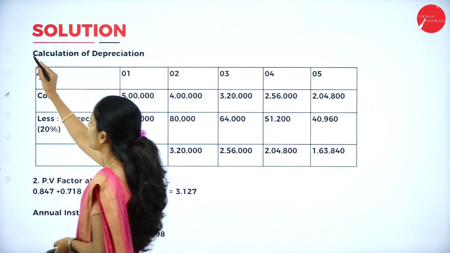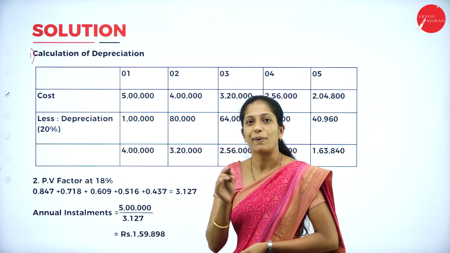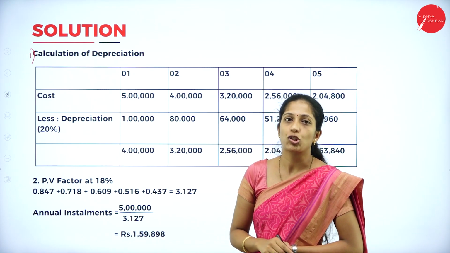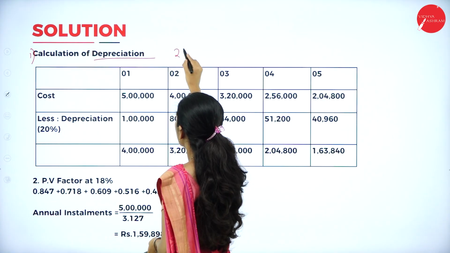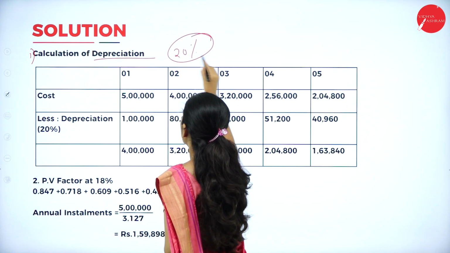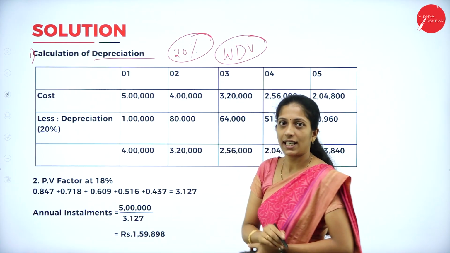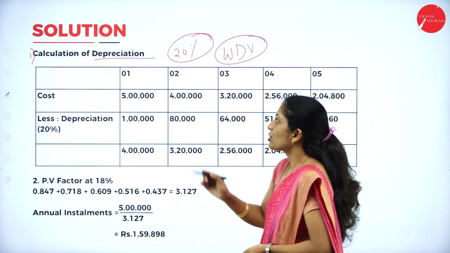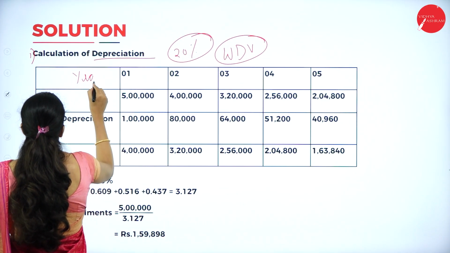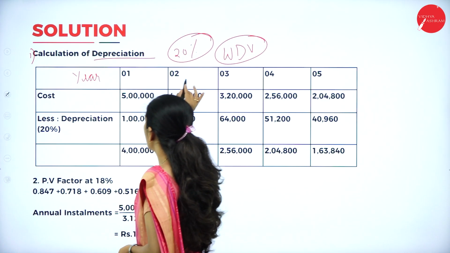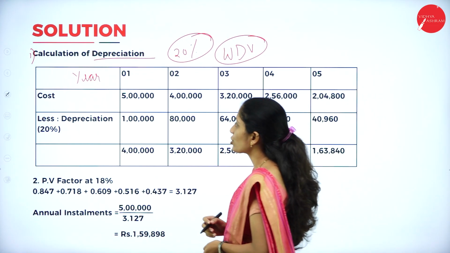Now we shall go through the solution here. The first step in order to calculate the cost under the leasing option or buying option is the calculation of depreciation. The percentage of depreciation is 20%, and depreciation has to be calculated under the written down value method. They have given this in the question. Now this is the year: year 1, 2, 3, 4 and 5. So 5 years.